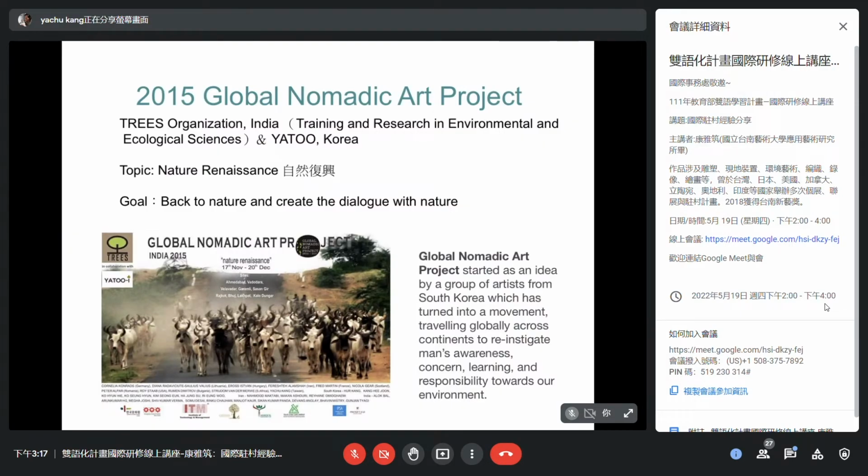Okay, so that's the dirt carpet part. And now I want to share some of the unique experiences that I had in India. This is called the Global Nomadic Art Project that I participated in. It was organized by three organizations in India and the Yadu organization from Korea, but it was happening in India.